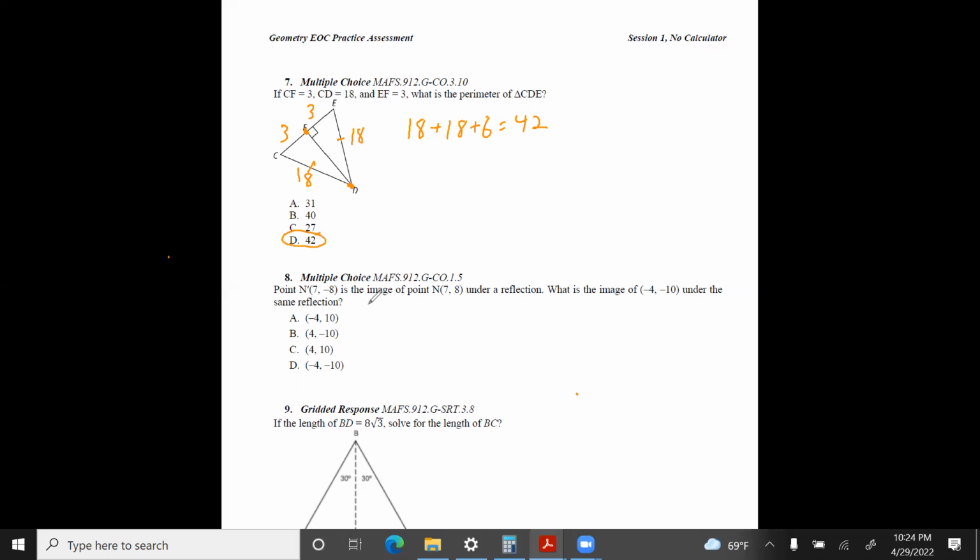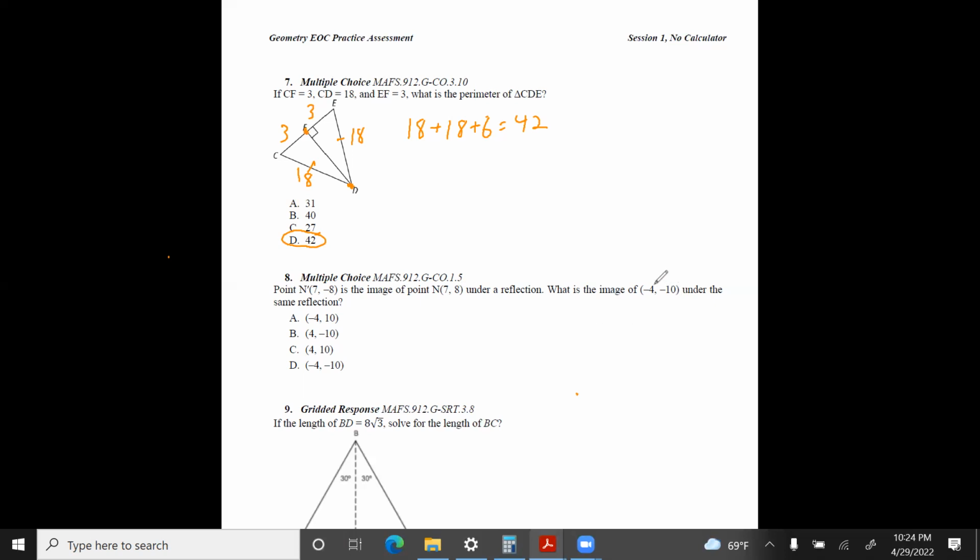On number 8, they gave us some points. It says point N prime is at 7, -8. It's the image of point N, which was 7, 8, under a reflection. What is the image of -4, -10 under the same reflection? We'll just look at how they changed. The Y value changed signs. That's the only thing that changed. So if the Y value changes sign, it must be a reflection in our x-axis.